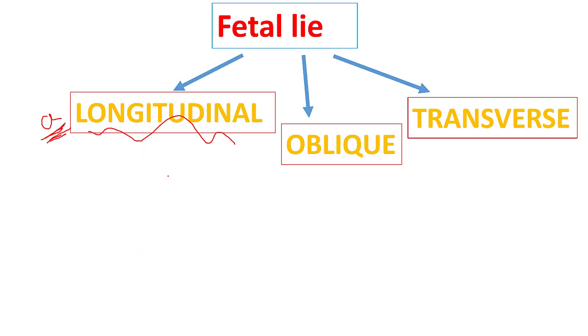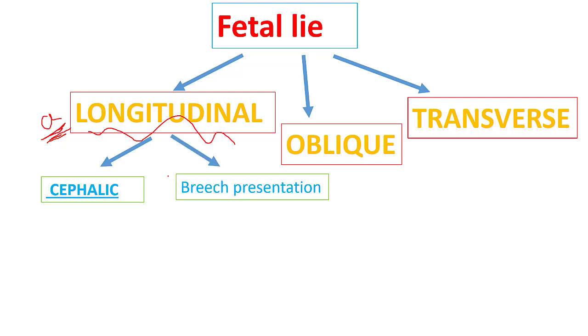The answer is it can be normal, it can be abnormal. What does it mean? In longitudinal lie, the presenting part can be head, meaning it can be cephalic, or it can be breech. We know that breech is a malpresentation, right? The fetus will have longitudinal lie and abnormal presenting part, meaning there will be malpresentation.